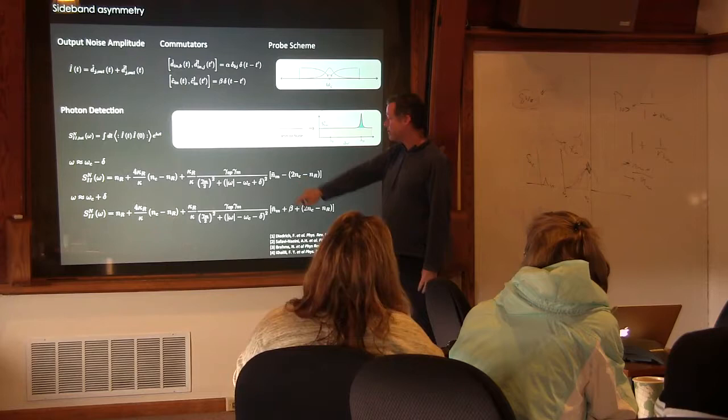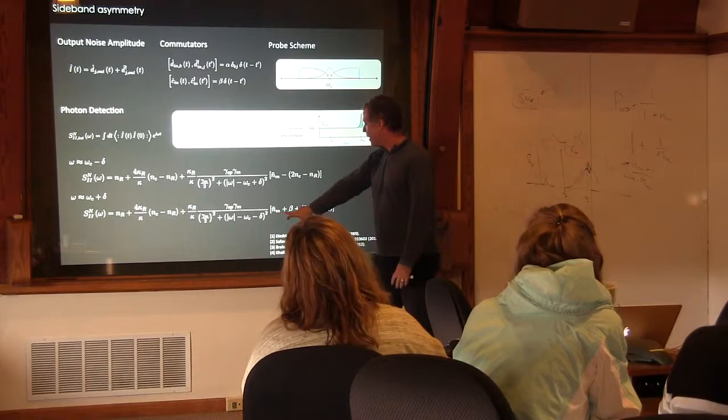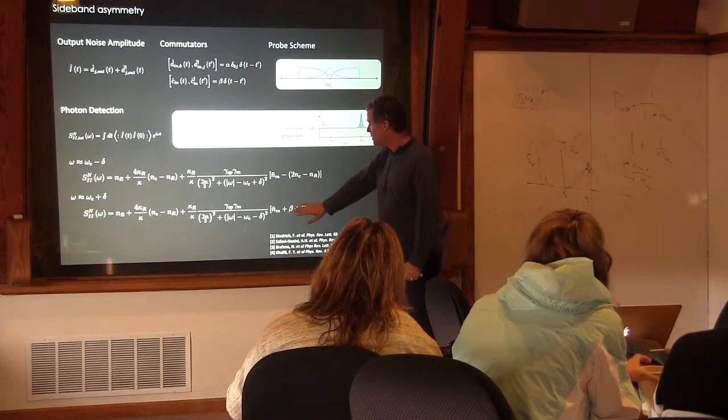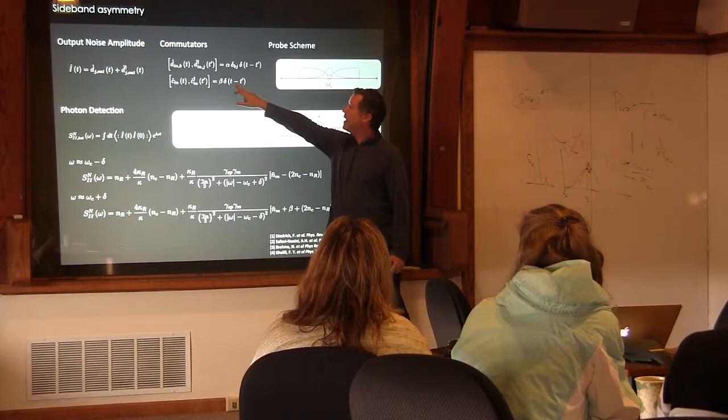On the other side, if you pump on the blue side, I get the same factors. I'll ignore all the non-ideal cases here. This stuff can all be zero. And I get NM plus beta. Beta is the commutator of the mechanics. So this is saying that on the blue side, it's NM plus 1, and the 1 is coming from the mechanics. So if you do photodetection on the output side, you're seeing the fact that the mechanical commutator is the quantum 1 and not a classical thing.